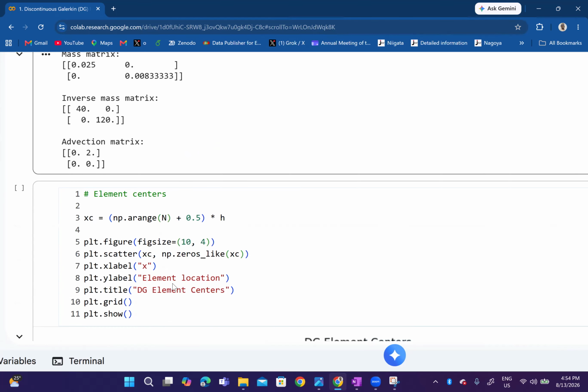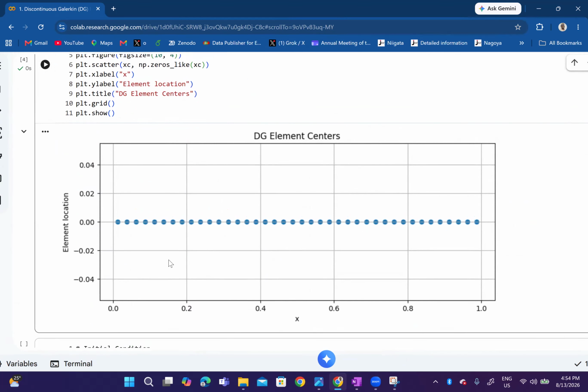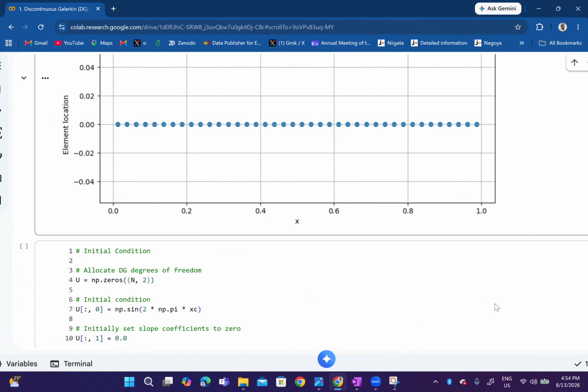Then that leads us to the element centers. To get the element centers, xc is arange of n plus 0.5, multiplied by h. If we plot all of that, we get the locations. The element centers are perfectly aligned all the way through. That's the center of everything we have. So the discontinuous Galerkin element centers are perfectly aligned for all values of x. Then we can talk about the initial condition.